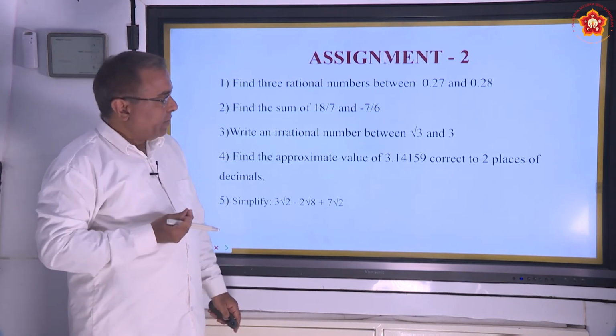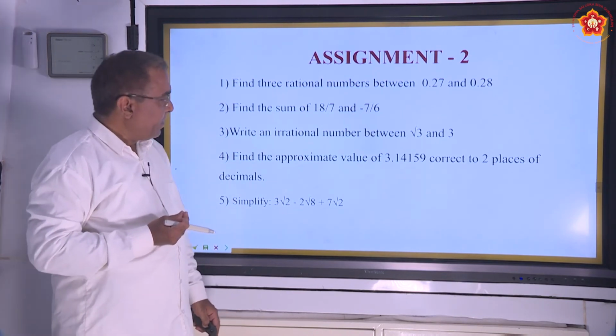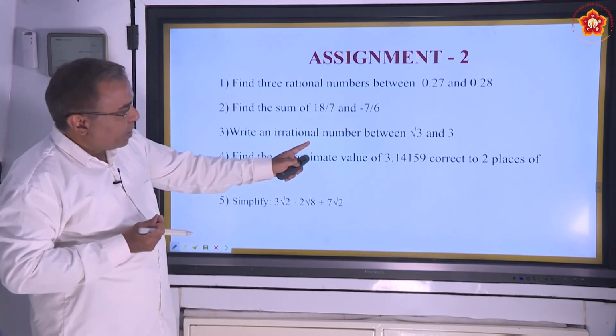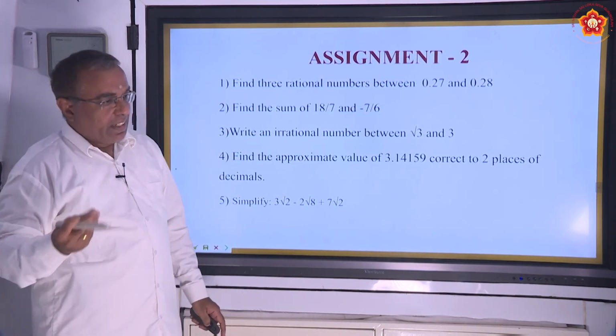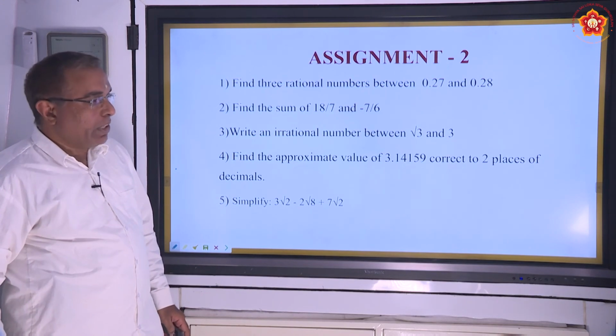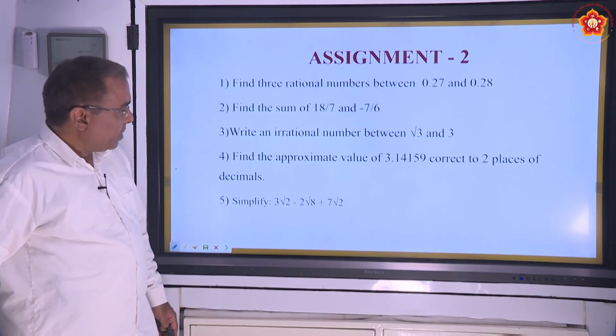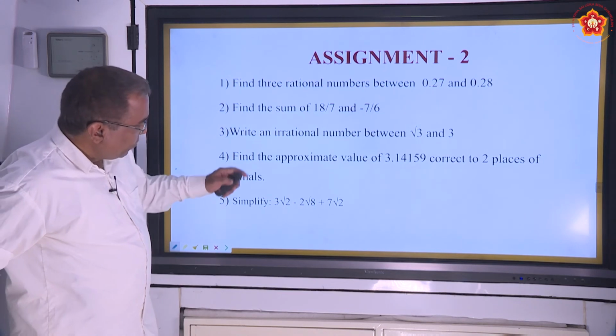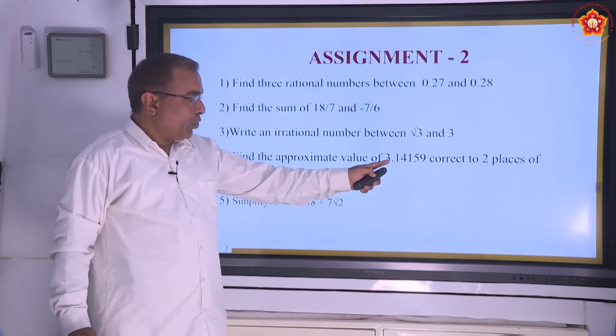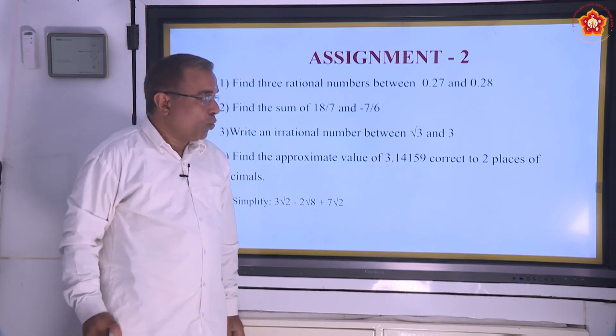You know what the procedure is when they have different denominators, how to simplify. And write an irrational number between root 3 and 3. Again, there are going to be infinite irrational numbers. I am just asking you to write only one, which I think you should be able to do. And the fourth one is find the approximate value of 3.14159 correct to 2 places.